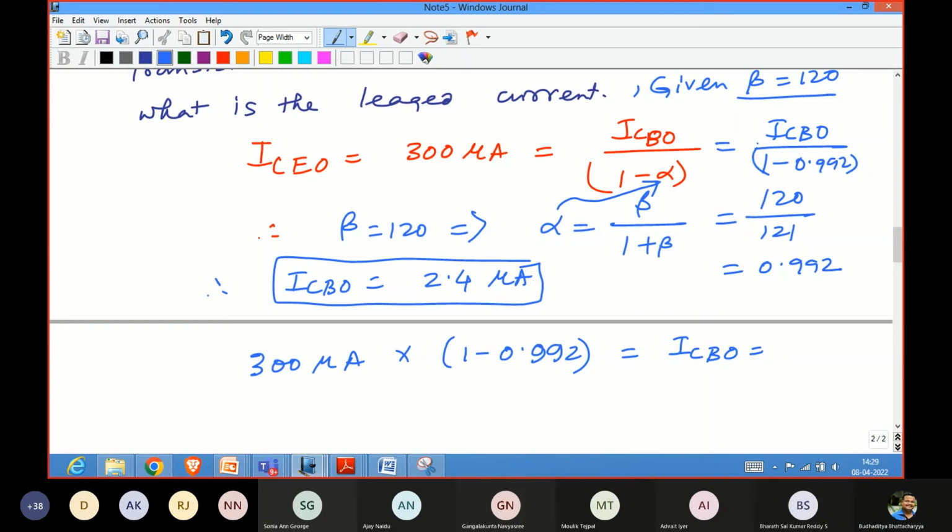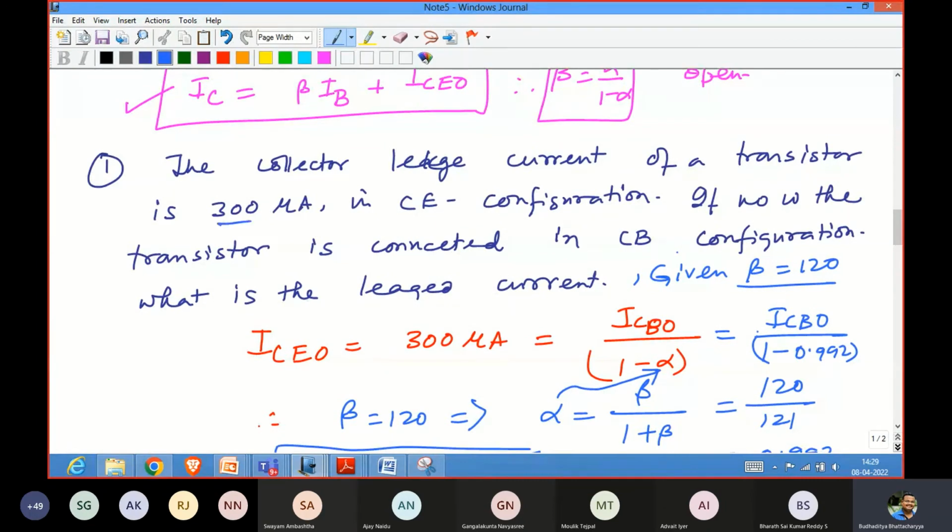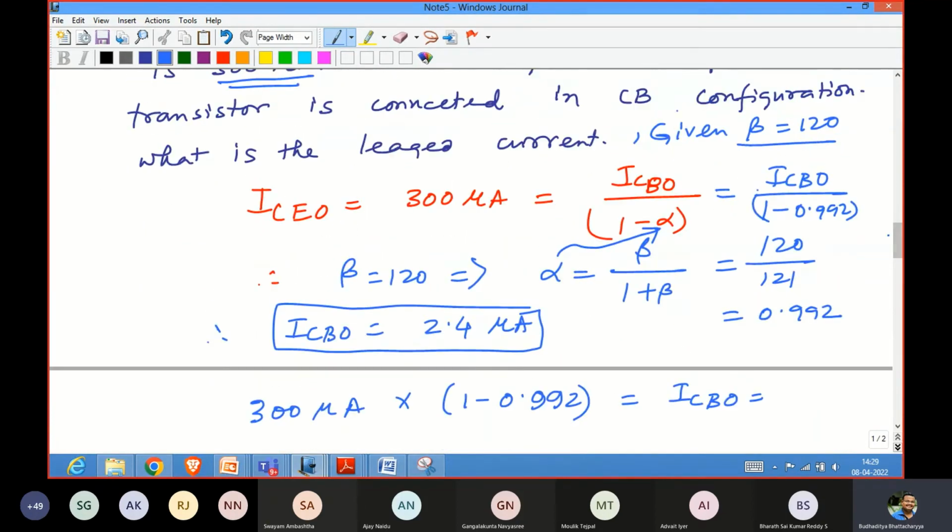Yes, sir, it is coming out to be 2.4 microamps. 2.4 microamps, right? Okay, so it is fine. So it is around 2.4 microamps that we are observing over here. And in case of CE configuration, you can see the leakage current was around 300 microamps. Okay, so that's how the process is that we are observing.